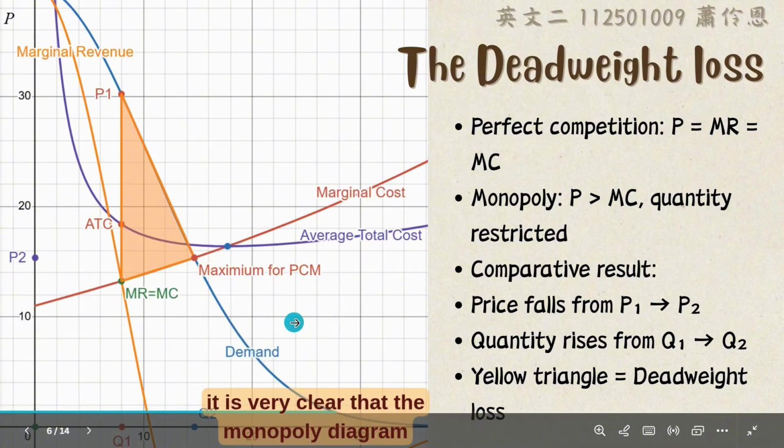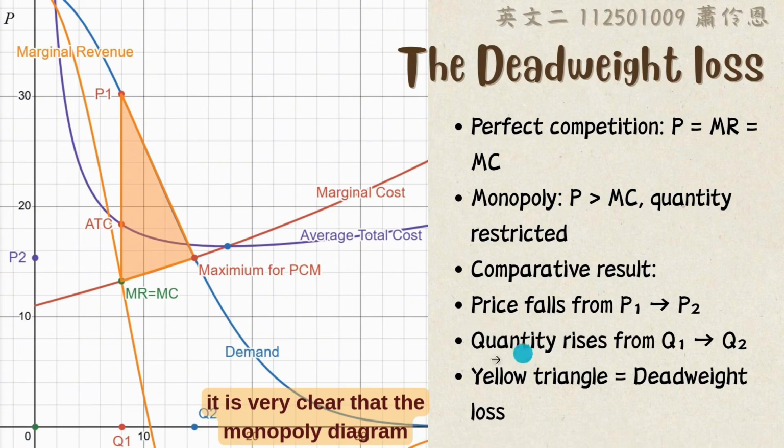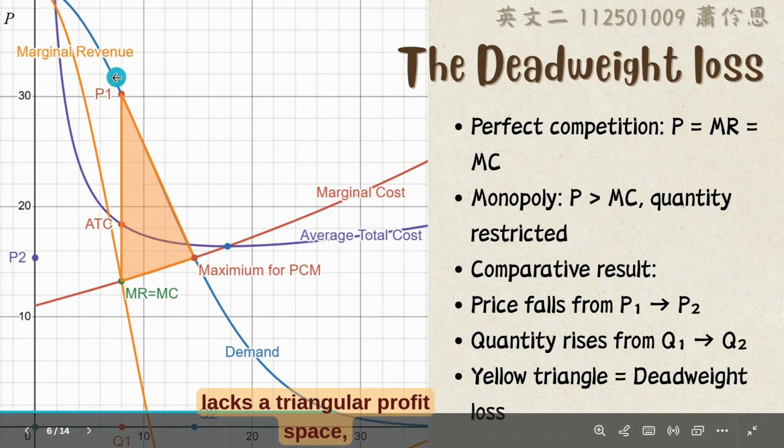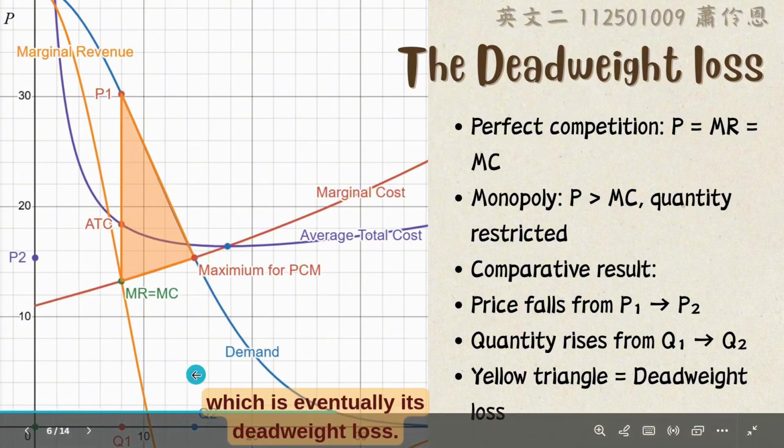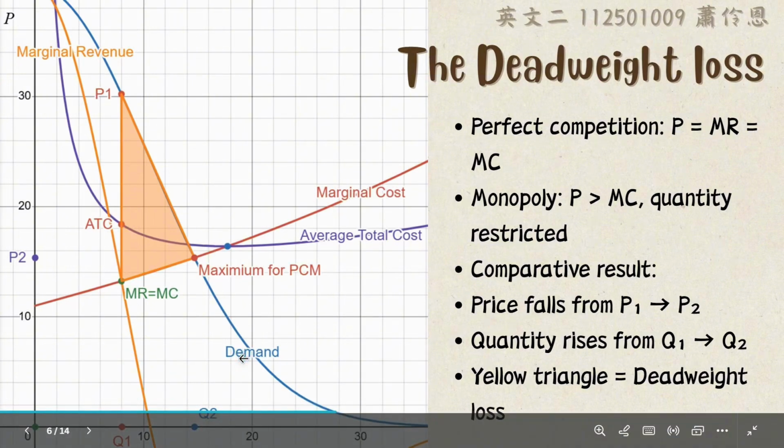In comparison, it is very clear that the monopoly diagram lacks a triangular space, which is the yellow part between P1 and P2, which is eventually its deadweight loss.